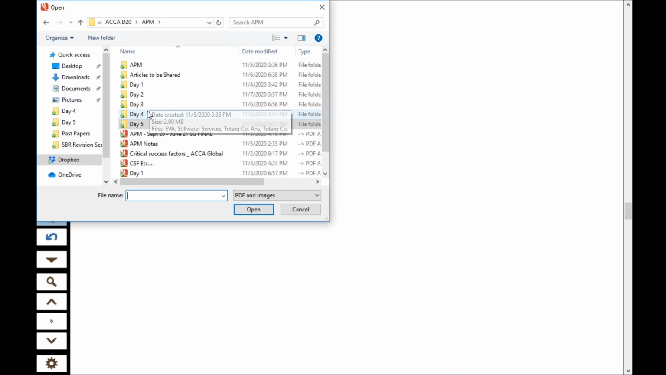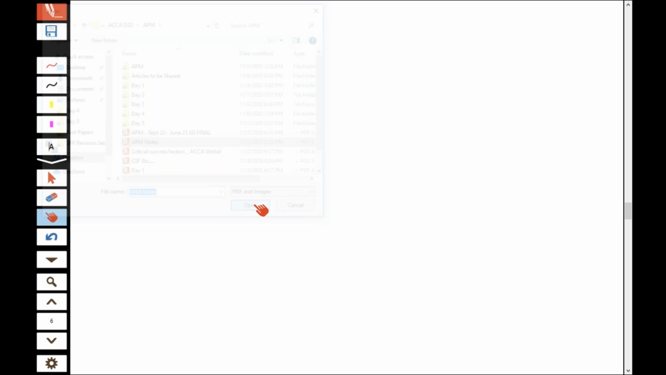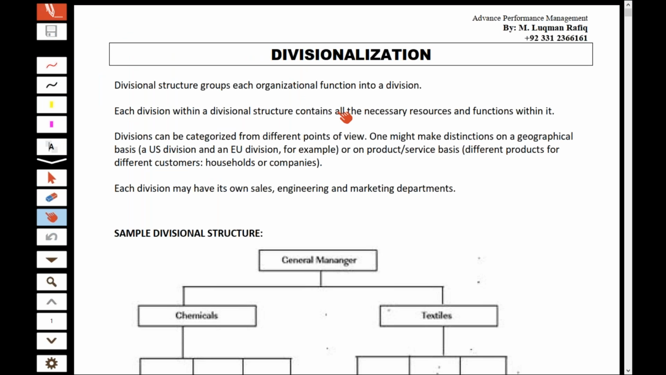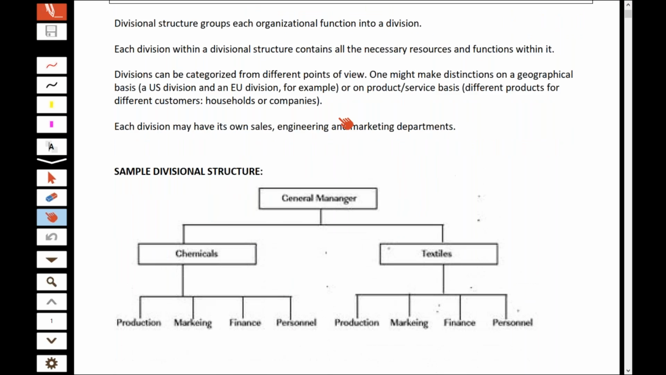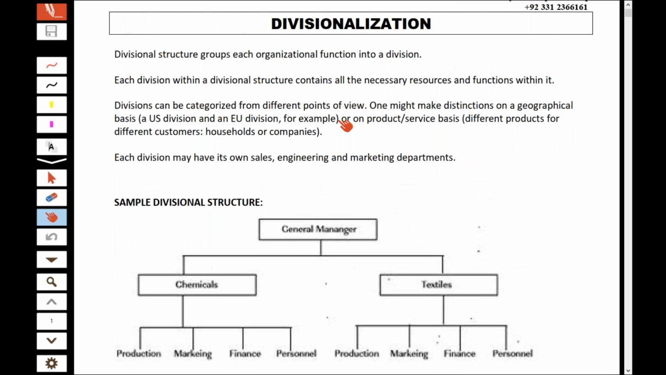Okay, so let's just start off. Let's start discussing the next aspect. I'm going to start discussing transfer pricing. I shared the notes with you people also pertaining to this APM, and there were many areas and many things covered in these notes. So let's have a quick discussion about divisionalization and transfer pricing.